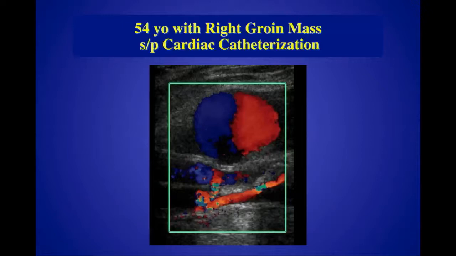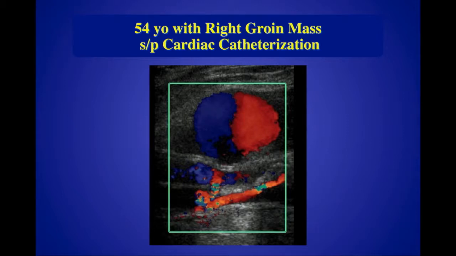Now, let's get into some more interesting, complicated cases. Here's a 54-year-old with a right groin mass status post-cardiac cath. Now, you clearly can see a classic pseudoaneurysm. Frozen in time, it's a beautiful yin-yang pattern. But what else do you look at? I mean, these are the things that my sonographers may miss or get confused by because they may just stop at the more obvious finding.